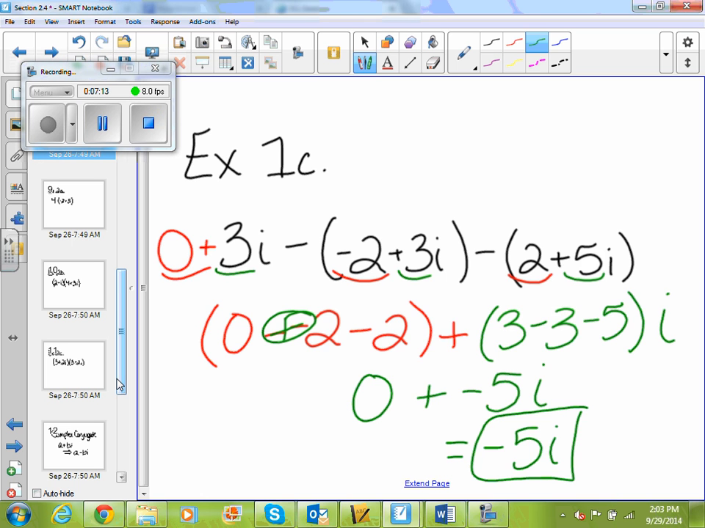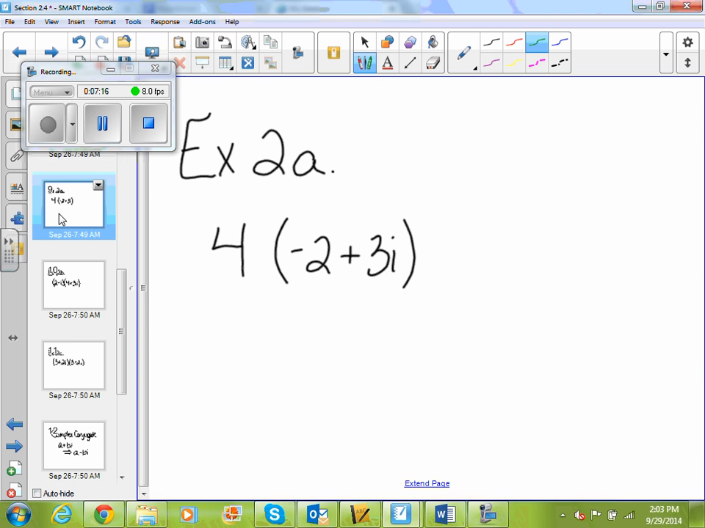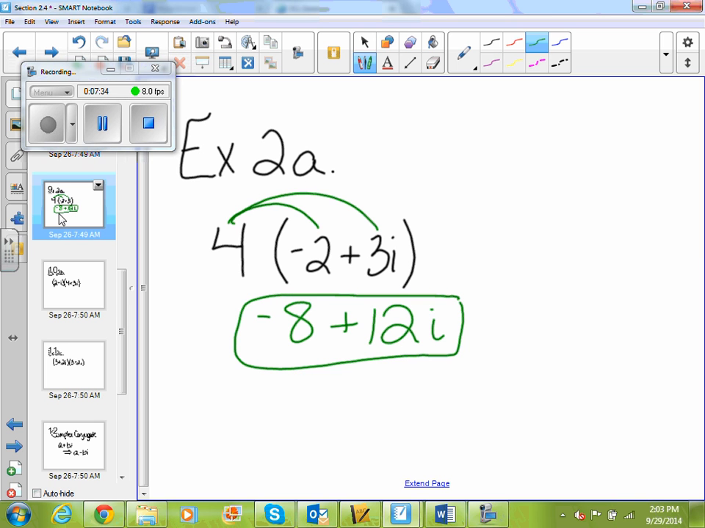Well, good. We're going to start multiplying, which is also very easy. So we have 4 times the quantity negative 2 plus 3i. So we just distribute. 4 times negative 2 becomes negative 8. 4 times 3i becomes 12i. So we get negative 8 plus 12i. Multiplying is very straightforward.